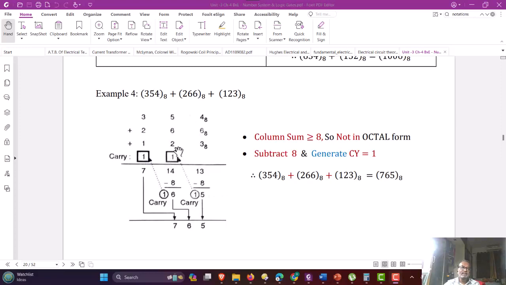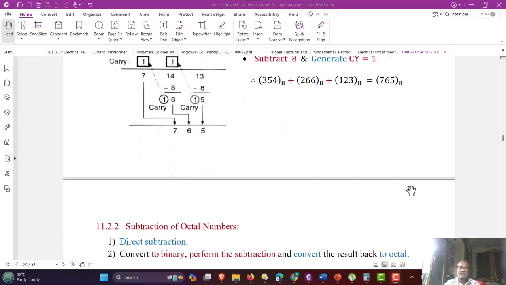So 5 plus 6 plus 2 plus 1, that is 14. Again 14 is not in the octal form. It is greater than 8 and therefore subtract 8 from it and generate a carry. So the carry will be taken in the next column. So 3 plus 2 is 5, plus 1 is 6, plus 1 is 7. This is less than 8 and therefore it is in octal form. So this will be taken as it is to the result. So the final result will be 567, meaning 765 is an octal number. So if these three numbers are added, the result will be 765 in octal.